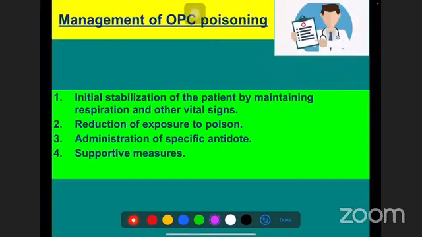So what to do for this patient? First of all, stabilize the patient. প্রথম কথাই হলো এবিসি করতে হবে। ABC management is first. ABC is the cornerstone of the treatment in OPC poisoning. Second is reduction of the exposure to the poison.